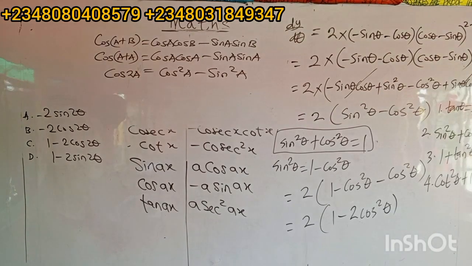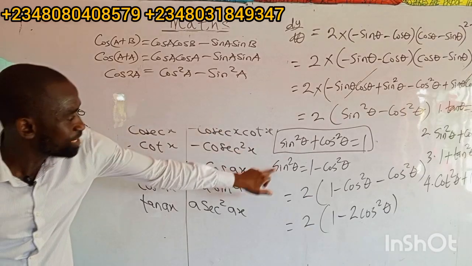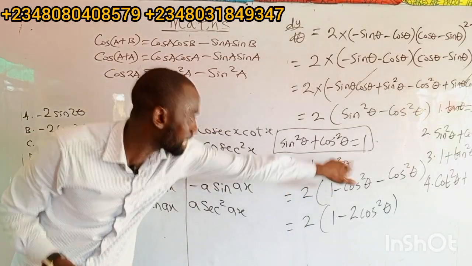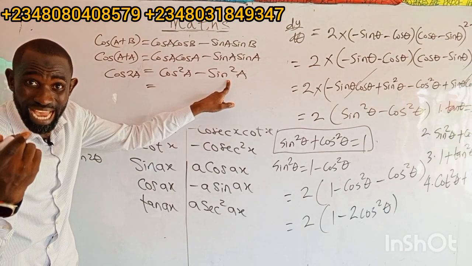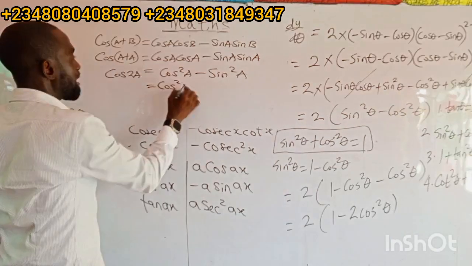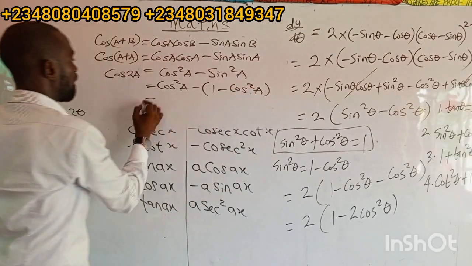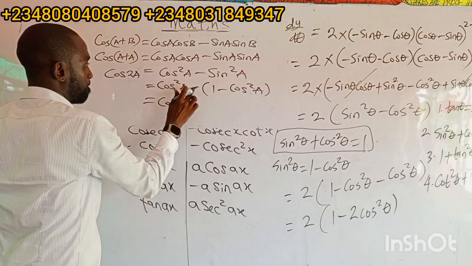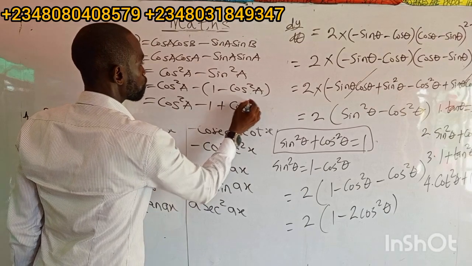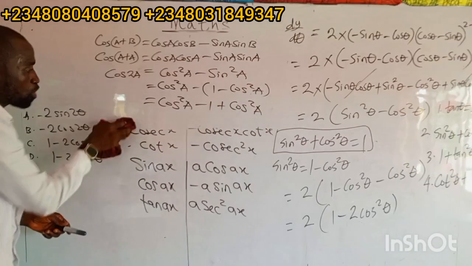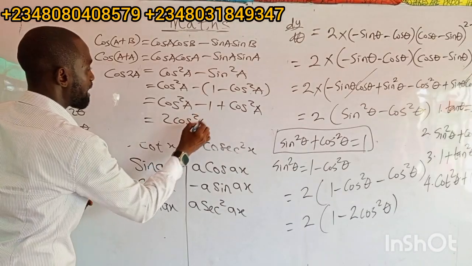But class, what is cos square A? Or what is sin square A? Sine square theta is 1 minus cos square theta. It means sine square A will be 1 minus cos square A. Are you with me? So it means I'm having cos square A minus, open bracket, 1 minus cos square A. So what do I have here? Cos square A minus times 1 is what? Minus 1. Minus times minus is what now? Is plus. Cos square A. So it means cos 2A is equals to 2 cos square A minus 1.